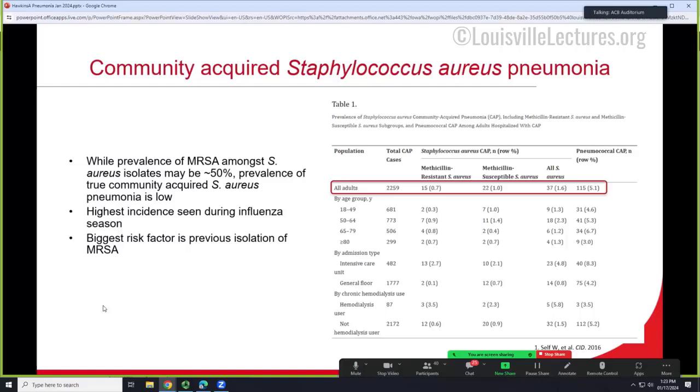This study here in 2016 looked at patients with community-acquired pneumonia and the incidence of Staph aureus pneumonia there, and they saw that less than 2% of those 2,200 patients actually had a Staph aureus pneumonia. The highest incidence is typically seen with flu season. You'll sometimes see some graphics that chart it with flu season. And then the biggest risk factor, again, is previous isolation of MRSA, which is what led the guidelines to make the recommendation. If you did have a previous isolation of MRSA, then we probably would want to cover our patient for MRSA in their community-acquired pneumonia.